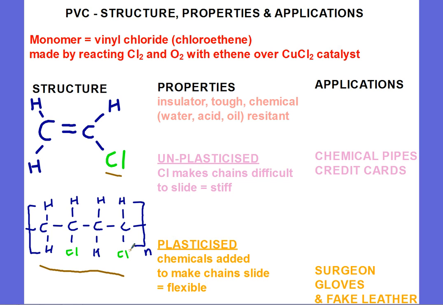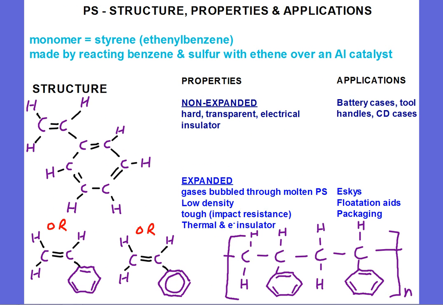It can be made in two ways. It can be unplasticized. Unplasticized means it's just as is, and these chlorine atoms are quite big, and therefore they make the chain quite stiff because it's hard for the chains to slide past each other. Or you can make it plasticized. You can add chemicals in between the chains to make the chain slide, which makes it more flexible. In the unplasticized form, because it's chemical resistant and because it's quite hard and stiff, it's used for chemical pipes. The plasticized version, because it's chemical resistant, particularly oil resistant, and because it's more flexible, it's used for things like surgeon's gloves.